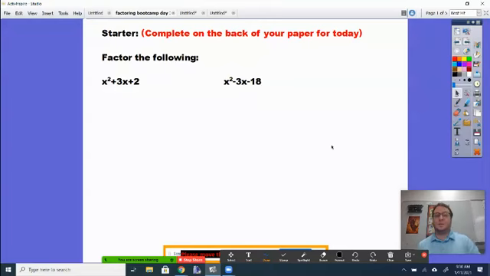Hey everybody, today's going to be a quick lesson on factoring when a is not 1. Shouldn't take too long, so let's get to it. Just a quick reminder of what these look like when a is 1.